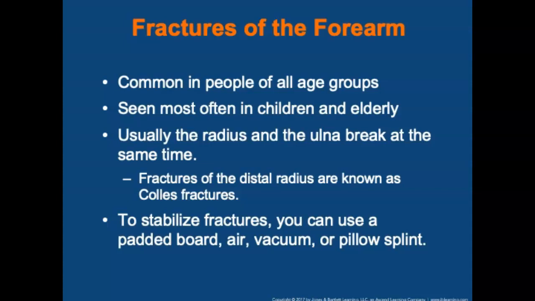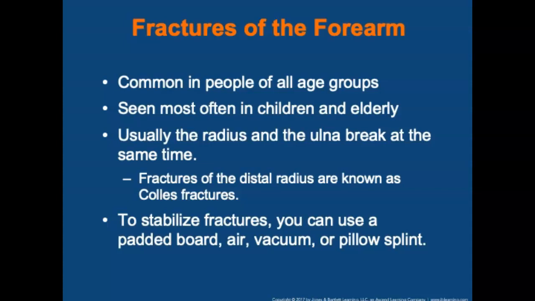So fractures of the forearm, fractures of the shaft of the radius and ulna, are common in all age groups, though most common in children and older people. Usually both bones break at the same time. An isolated fracture of the shaft of the ulna may occur as a result of a direct blow. That's a nightstick fracture. The term silver fork fracture is usually used to describe the distinctive appearance of a patient's arm, especially in elderly patients with osteoporosis, and these are often known as Colles' fractures. That's a distal radius fracture.